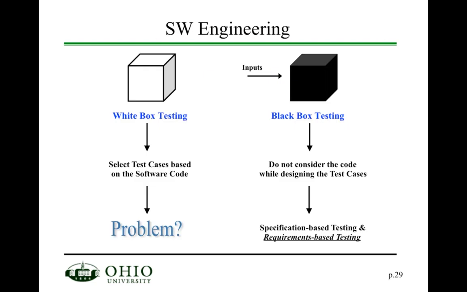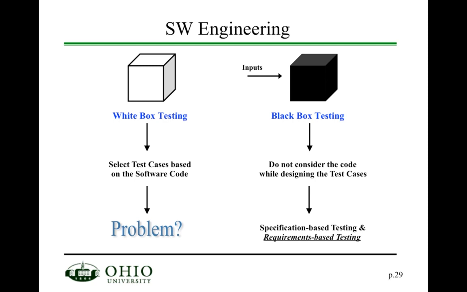Another way to look at that in software engineering is that if you base your test cases on the code, we refer to that as white box testing. Whereas if we treat the code as a black box and only look at the requirements, then we call that black box testing. The problem with white box testing is that if there's already an error in your source code and you use the source code to derive your test cases, you're not going to fix that problem.